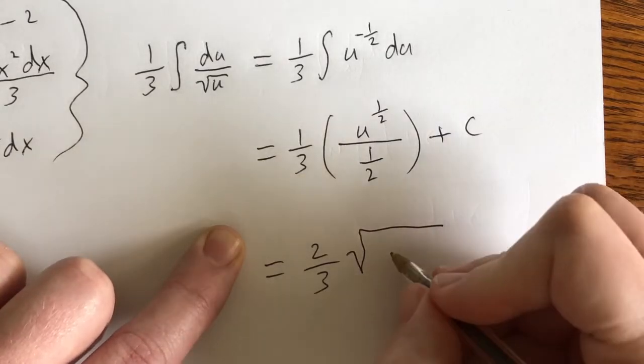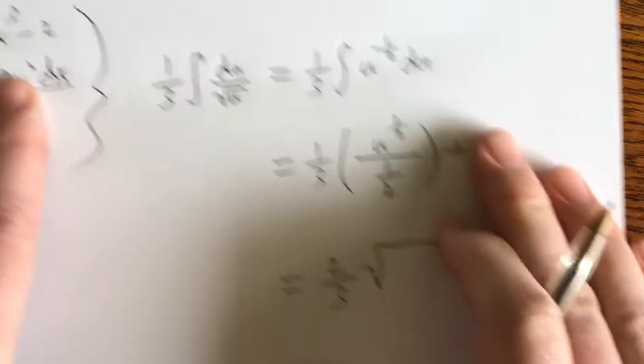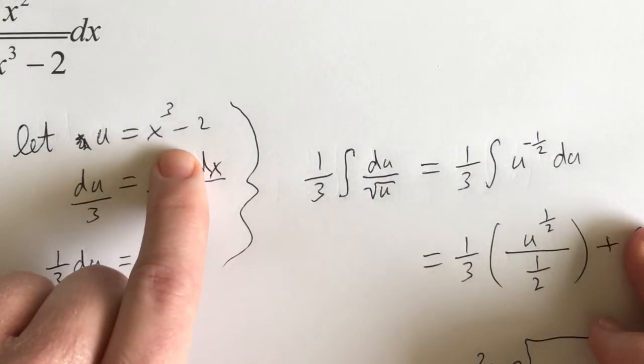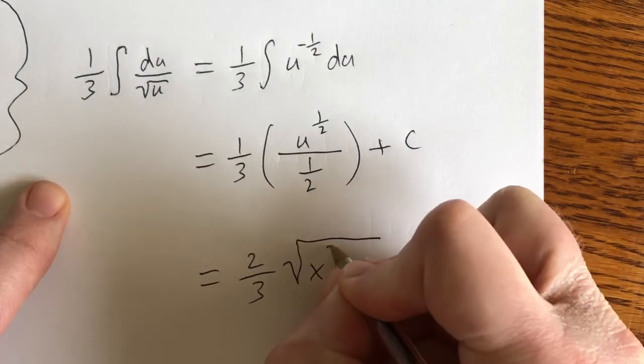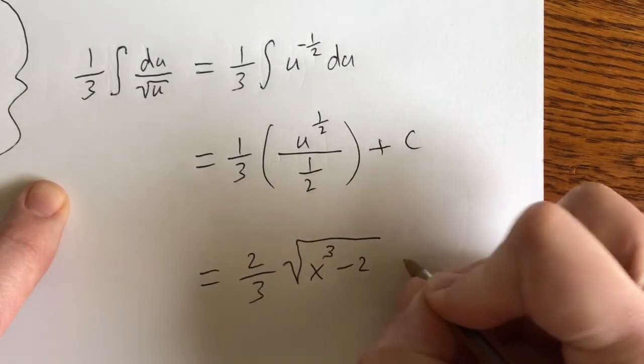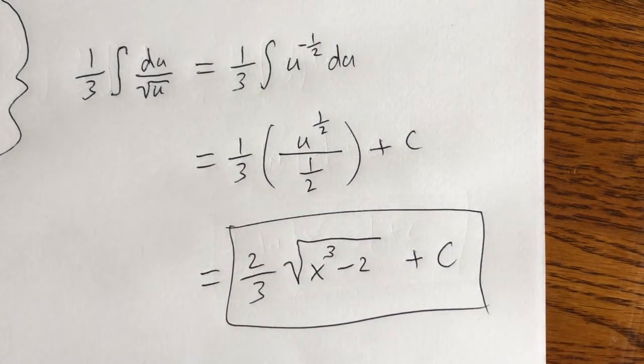Okay, but remember, we have to use substitution one more time. So what's u equal to? u is equal to x cubed minus 2. So that's what we put underneath the radical, x cubed minus 2. Then we put our plus c, and we're finished with the third example.